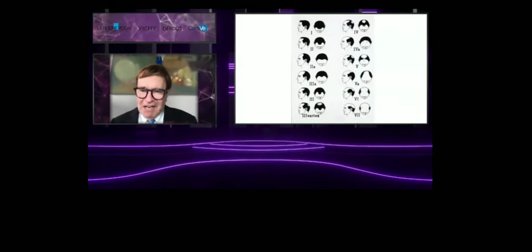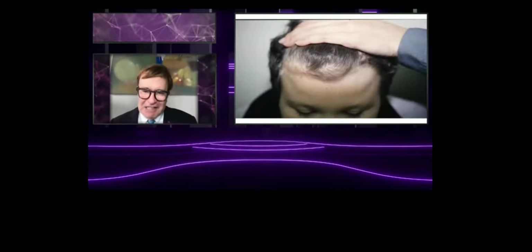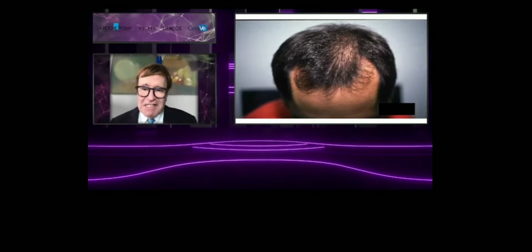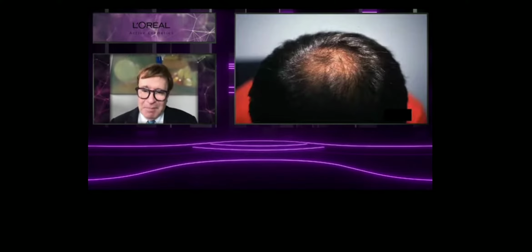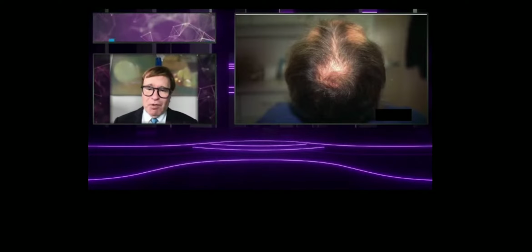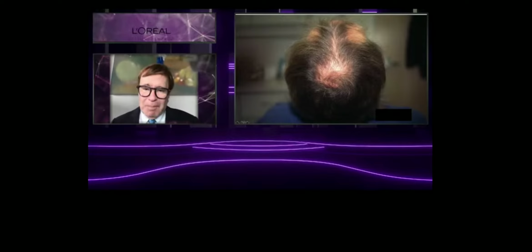Male pattern hair loss, we're all familiar with the Norwood Hamilton classification. This is an 8-year-old boy who started out with male pattern hair loss. This is a typical case of stage 3V, V meaning vertex involvement. This is a 3V going on to a 4. Note there is a bridge over here. We call this the bridge over troubled waters.